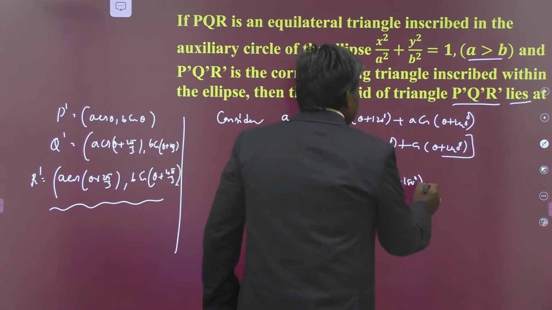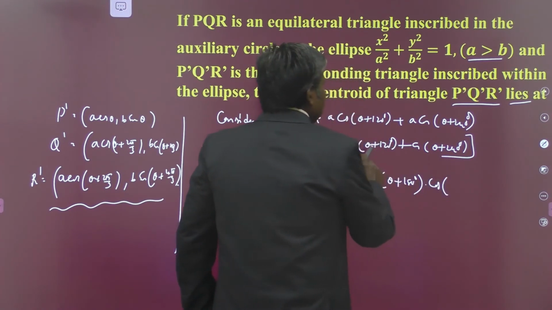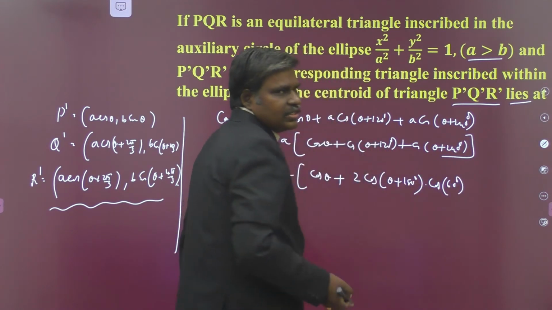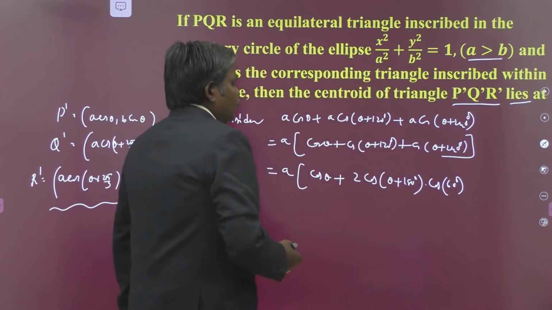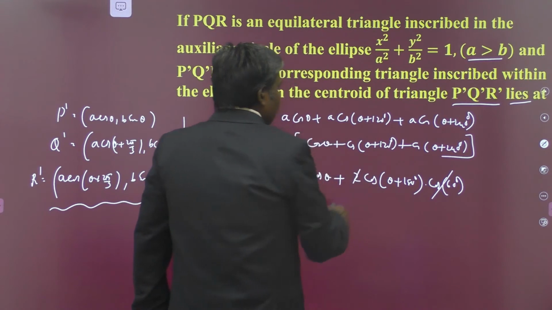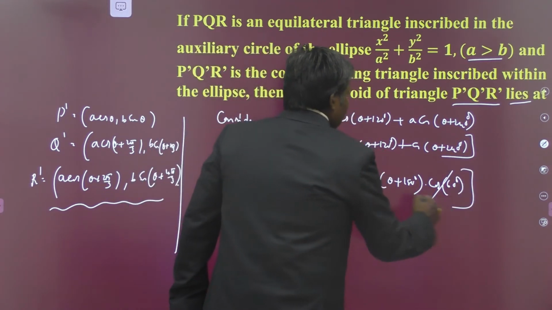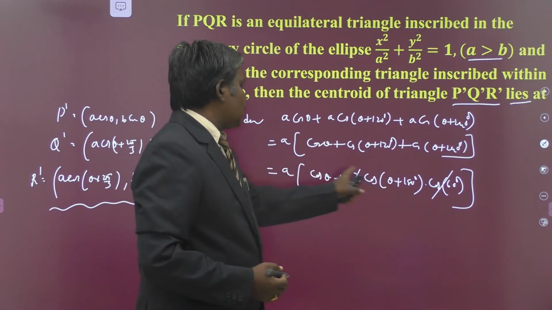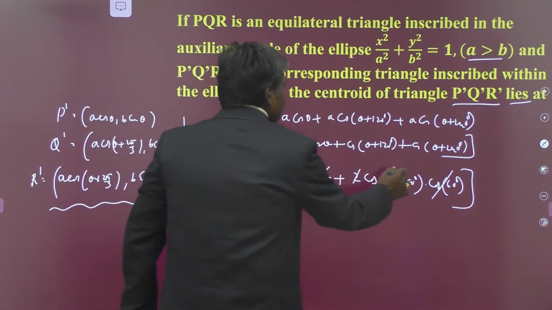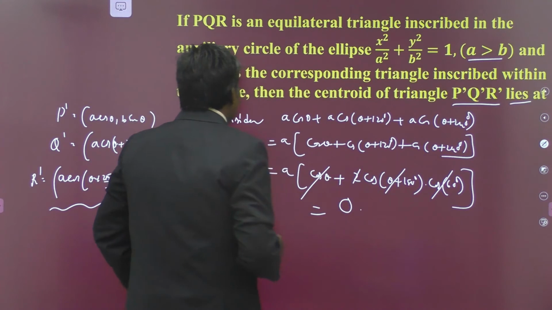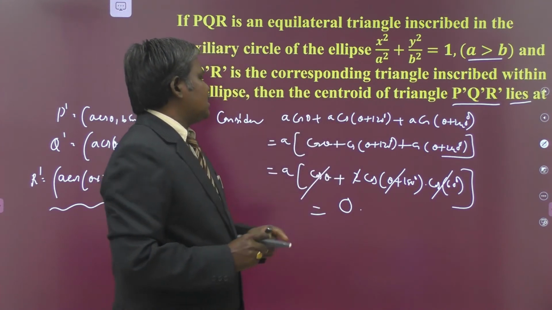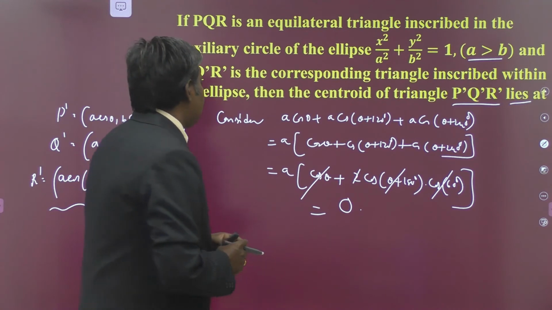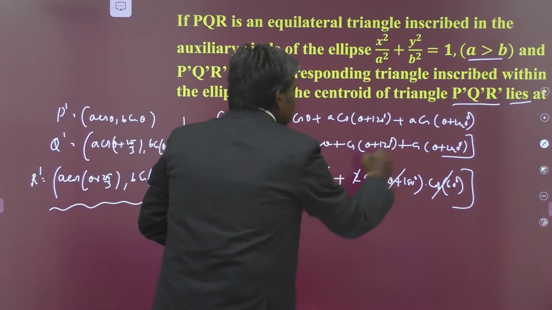Then 2 cos((C plus D)/2) into cos((C minus D)/2), where (C minus D)/2 is nothing but 60. Cos minus 60 or cos 60, both are the same. So cos 60 is 1 by 2, and that 2 gets cancelled. Cos(180 plus theta) means minus cos theta. Minus cos theta plus cos theta gets cancelled, so that is automatically 0. So A cos(theta plus 120) plus A cos(theta plus 240) is 0, and divided by 3 is also 0.